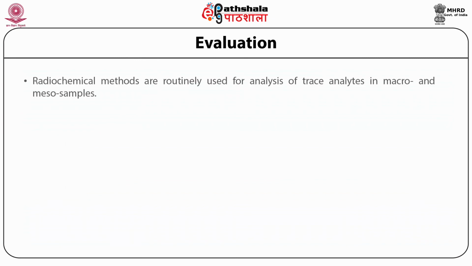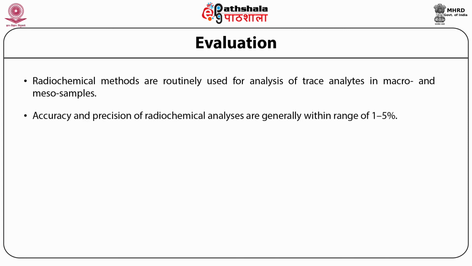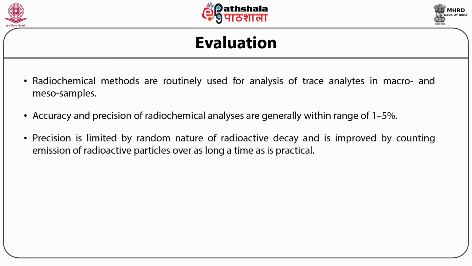Evaluation. Radiochemical methods are routinely used for the analysis of trace analytes in macro and meso samples. The accuracy and precision of radiochemical analysis are generally within the range of 1 to 5%. Precision is limited by the random nature of radioactive decay and is improved by counting the emission of radioactive particles for as long a time as is practical.